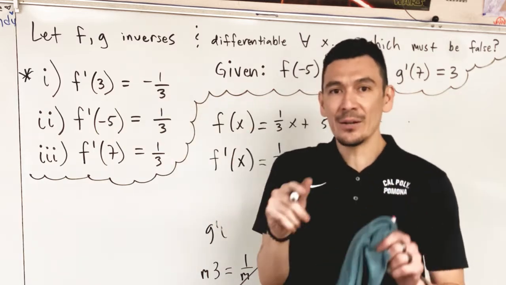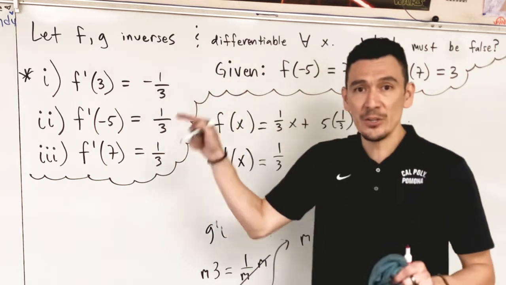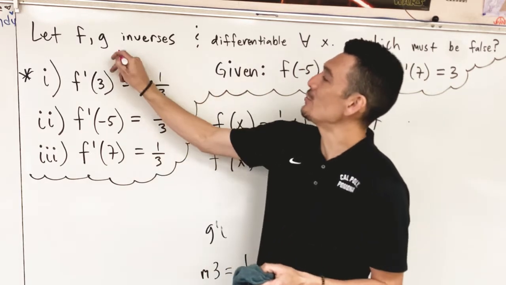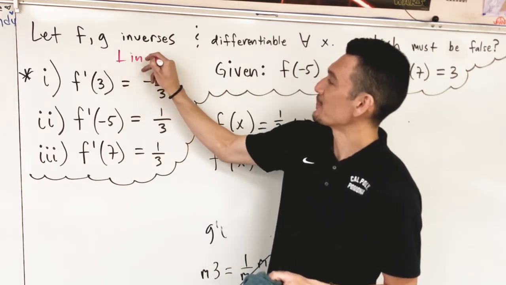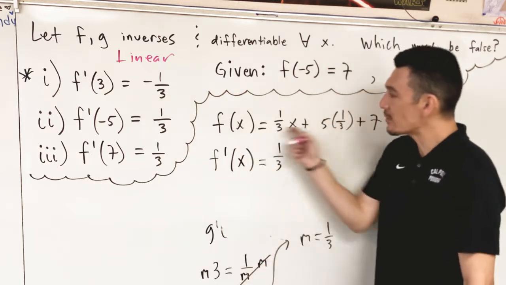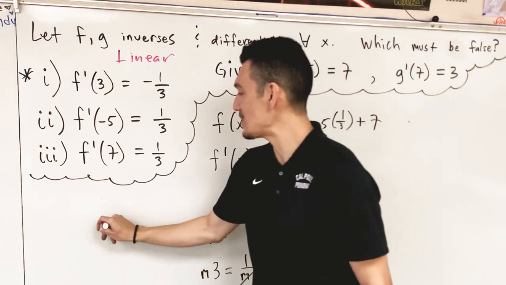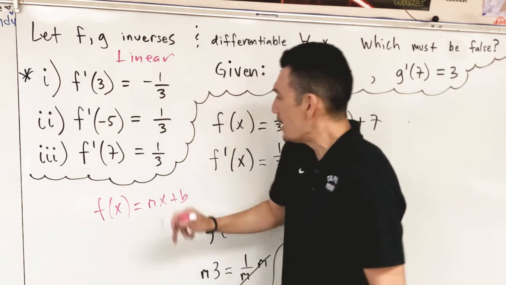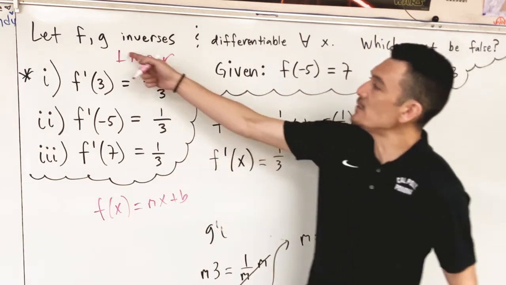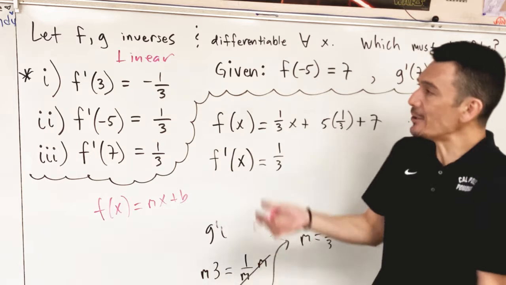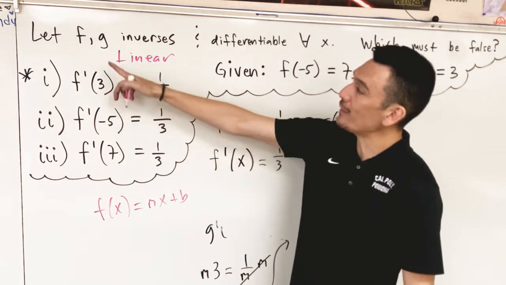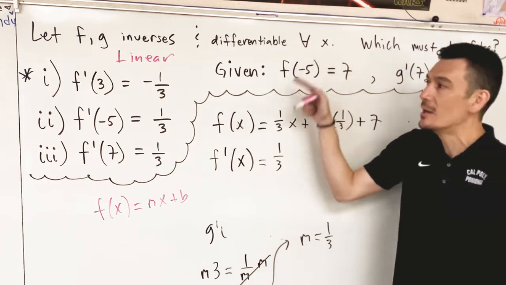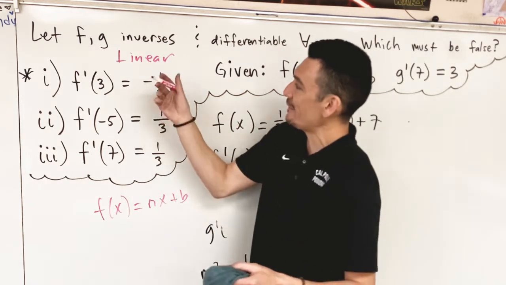But the reason that I don't like this is because this version assumes that f and g are linear. y equals mx plus b. Isn't that how we started this video? Assuming that y equals mx plus b. How do I know that f and g are linear? I don't know that f is a linear function. All that says is f and g are inverses and that they're differentiable for all x values. Bro, nowhere does it say that f and g are linear.